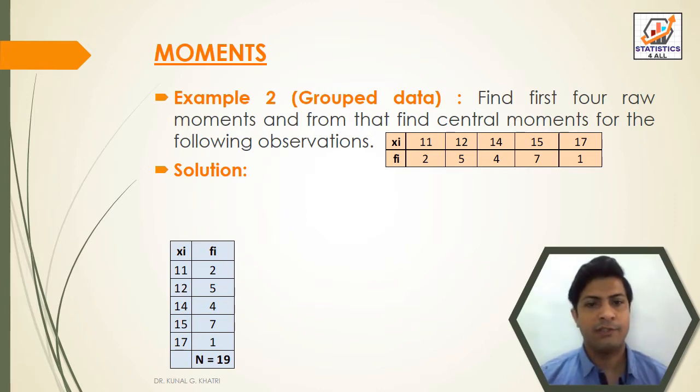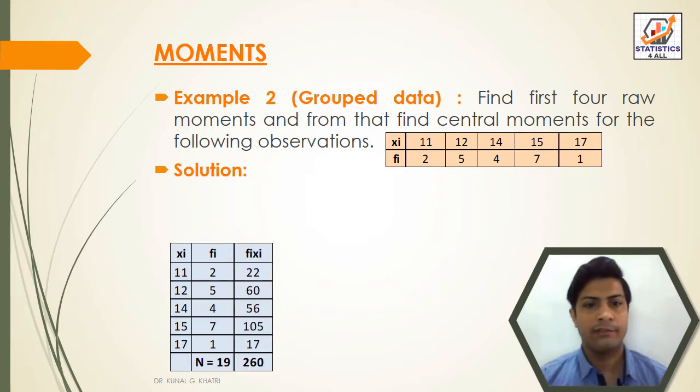Solution. First of all, write in table form Xi, that is 11, 12, 14, 15, 17 and frequency Fi, that is 2, 5, 4, 7, 1. We take the sum of frequency, we get n is equal to 19. After finding this value, we'll multiply Fi into Xi.